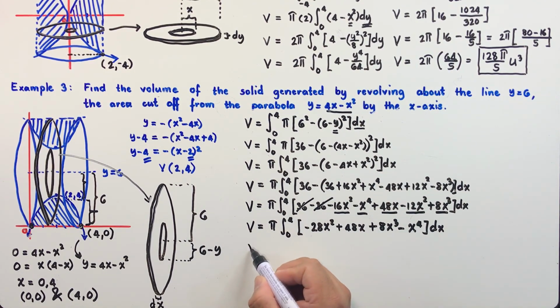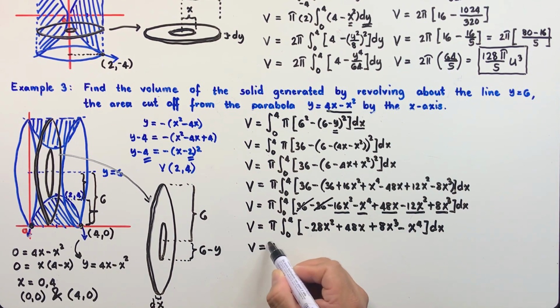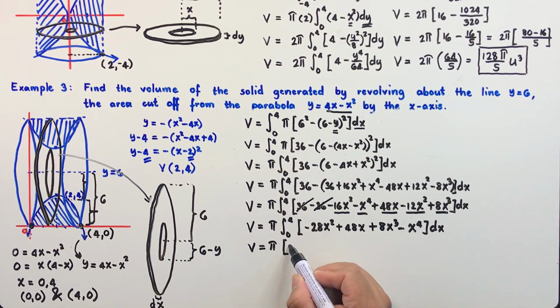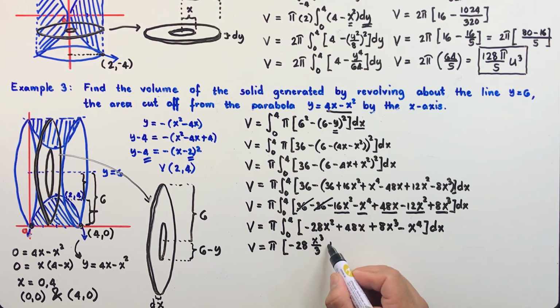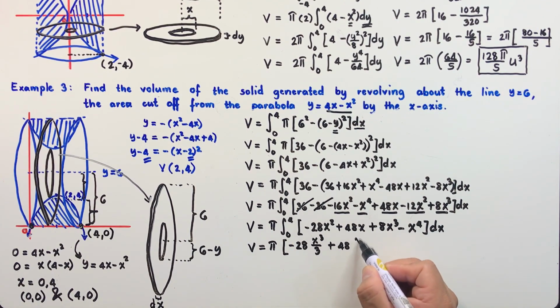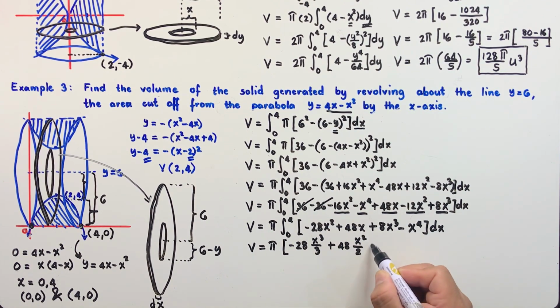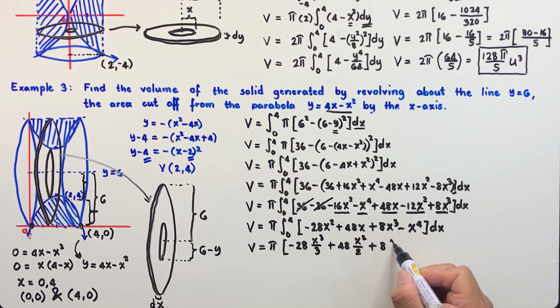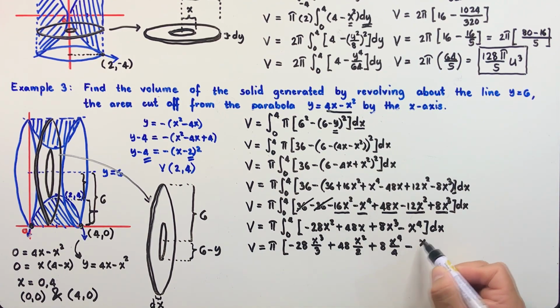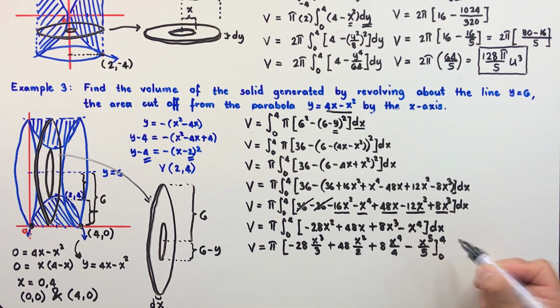So integrating this polynomial, we have this negative 28 times x cubed over 3, which is the integral of x squared, plus 48 times the integral of x, which is x squared over 2, plus the integral of this 8x cubed, which is 8x to the 4th over 4, minus the integral of x to the 4th, which is x to the power of 5 over 5 here. And this will be evaluated from 0 to 4.